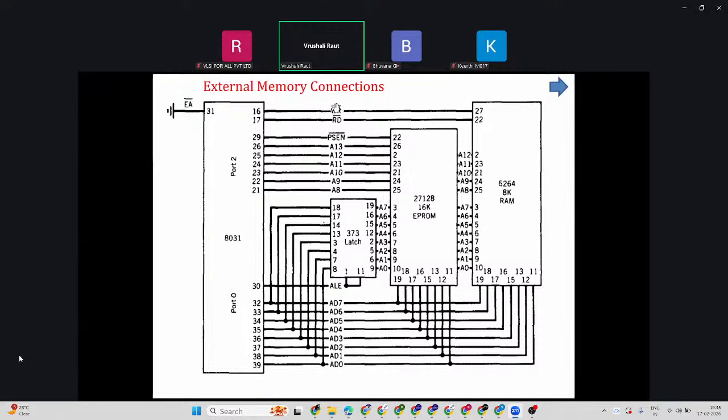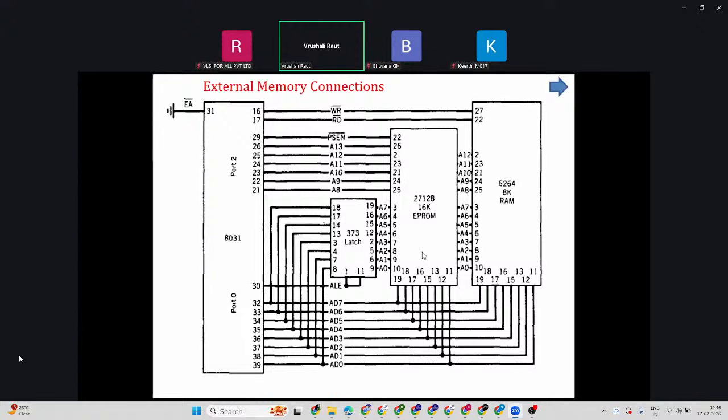Who will decide it? This read bar, write bar. If read bar is 0, in our program we are giving read bar 0, active low, so we are reading from this RAM memory. When write bar is 0, we are writing to RAM memory. You can read only from the program memory. You can't write to the program memory. That is how this important part is there.